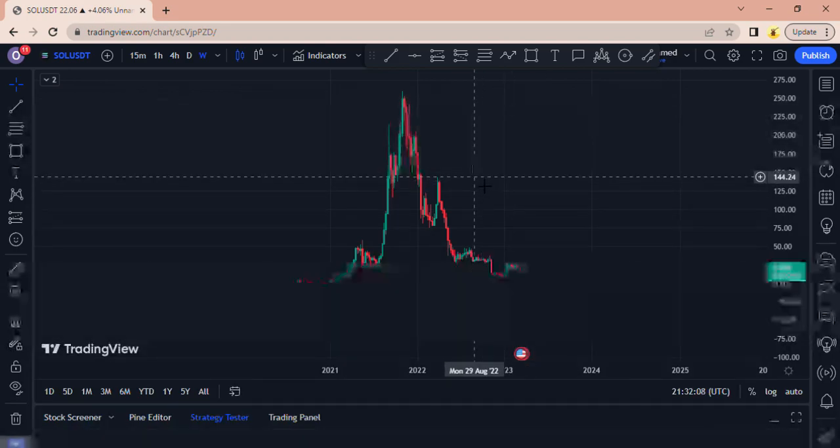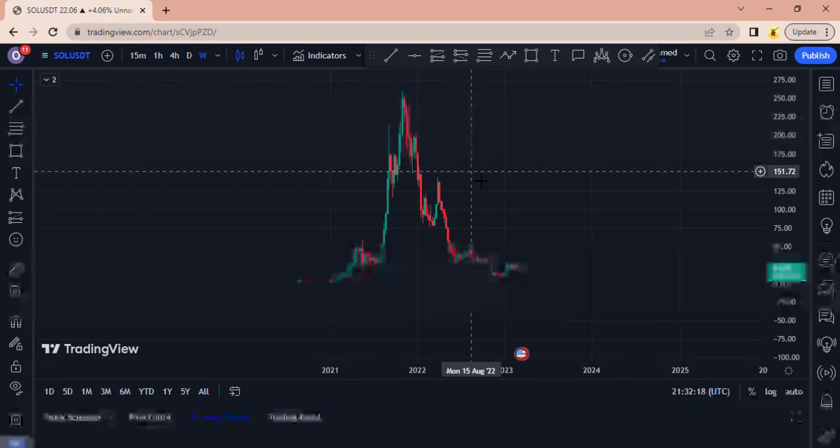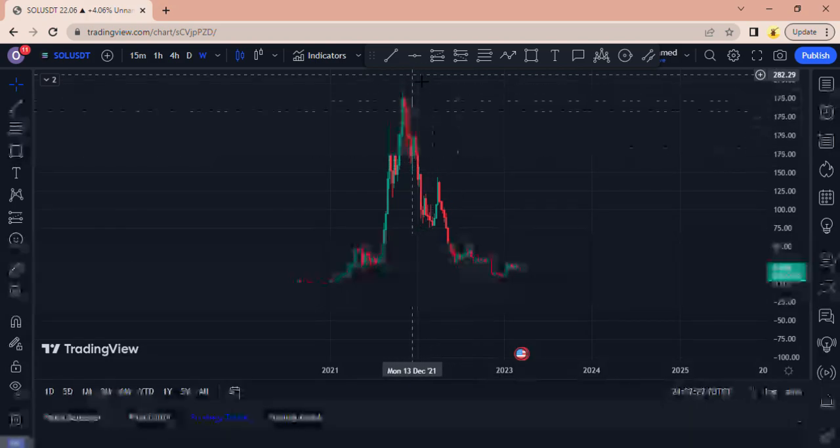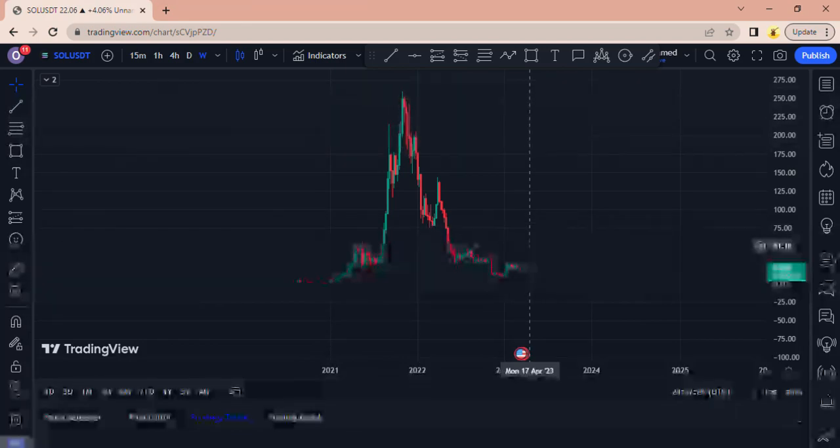The reason why we want to do this is because these levels act as very strong areas of support and resistance. Anytime price gets to these areas, it's going to respect it. So we want to identify these key levels and then scale down to another time frame and see what price is doing as well.